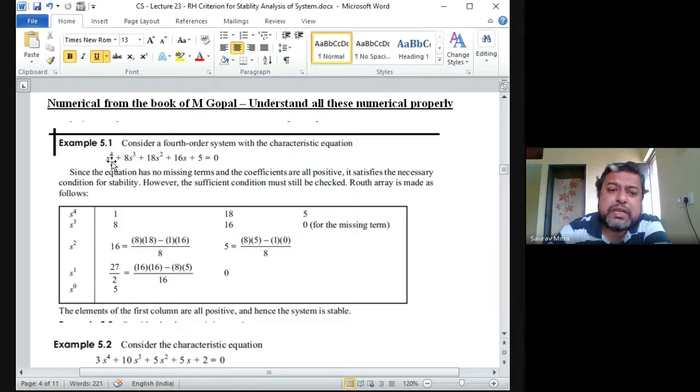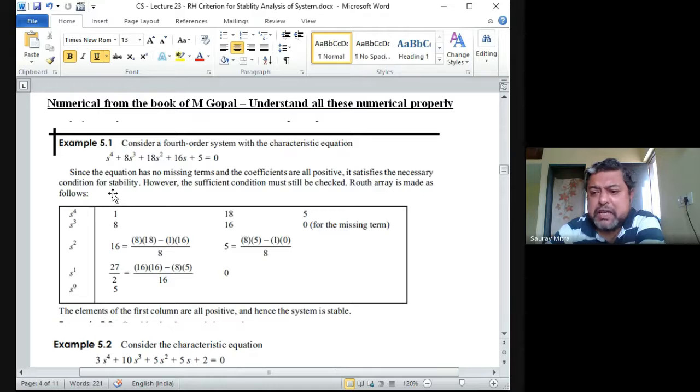So first thing, as soon as you are given this kind of numerical, the highest power tells you this is a fourth order system. That means there are four energy storing elements in the system, and generally we find that the highest power has a coefficient equal to 1. I'm not saying this is a rule, but generally that is what we find.